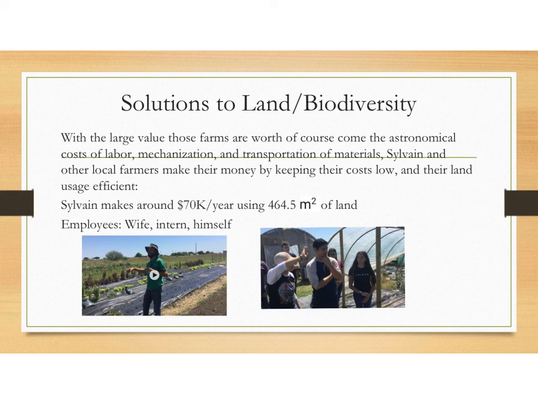So now let's look at what Sylvain makes, right? So with just his wife, who runs all the social media and helps him farm, the intern, which was the woman you saw in the background earlier with the gray tank top, and himself. So it's just 3 people. He said he makes on average around $70,000 a year using only this amount of land, 464 square meters of land, which is not very much at all, right? And you're going to see in this clip right here, he talks about a specific value that he makes off of this plot of land, which is 10 by 50 feet.